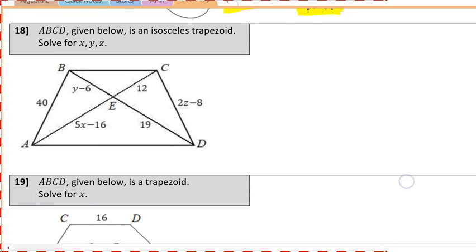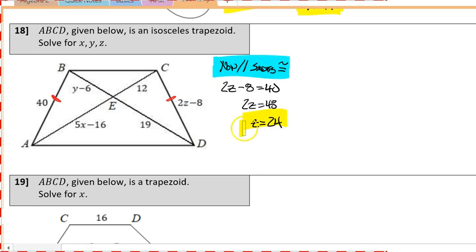Okay, question number 18 on isosceles trapezoid. Properties that we know. Once again, we know the fact that non-parallel sides are congruent, which will help us solve for letter z. Giving us the equation 2z minus 8 is equal to 40. Solving this two-step equation gives us that z is equal to 24.